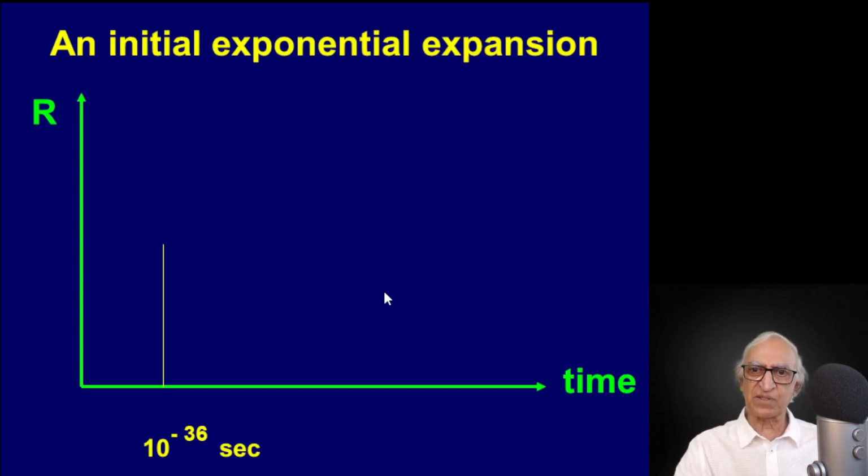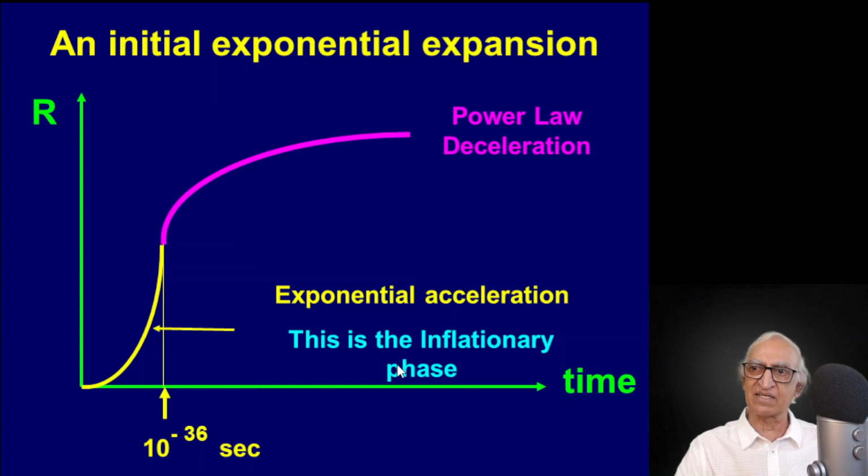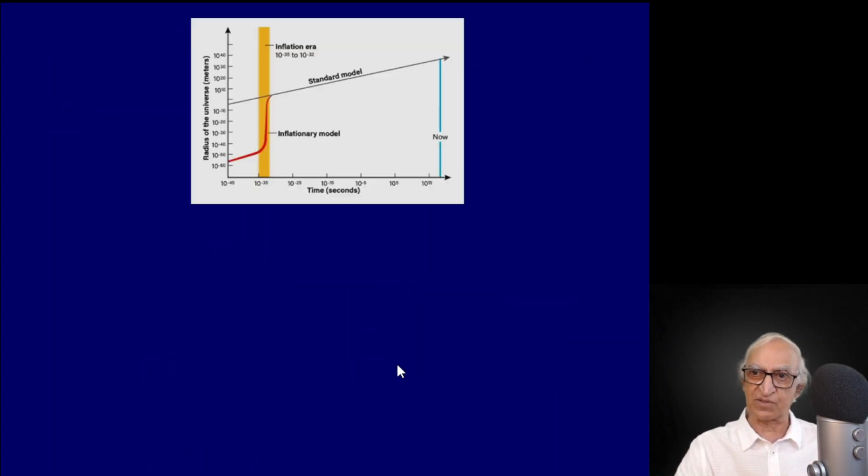So let's show this picture once again. The scale factor is a function of time. There is an exponential expansion. This exponential acceleration is the inflationary phase of the universe. This occurs when the universe is trapped in this false vacuum, which is dominated by a very large energy density of the scalar field. And then there is a power law deceleration when normal physics obtains.